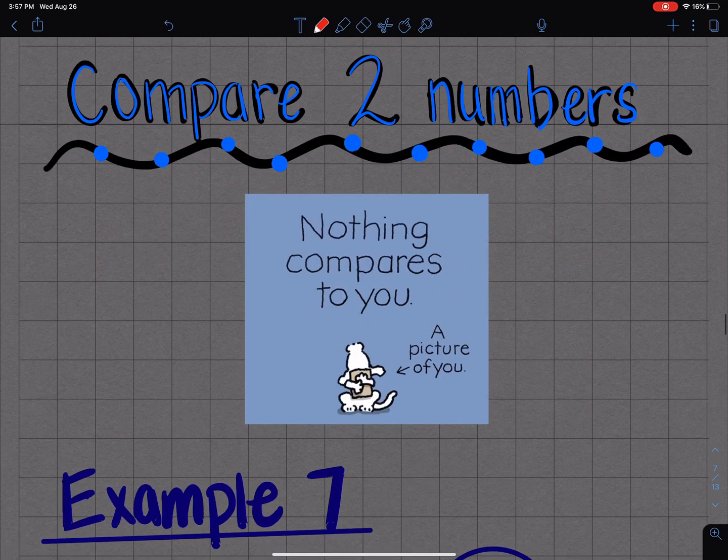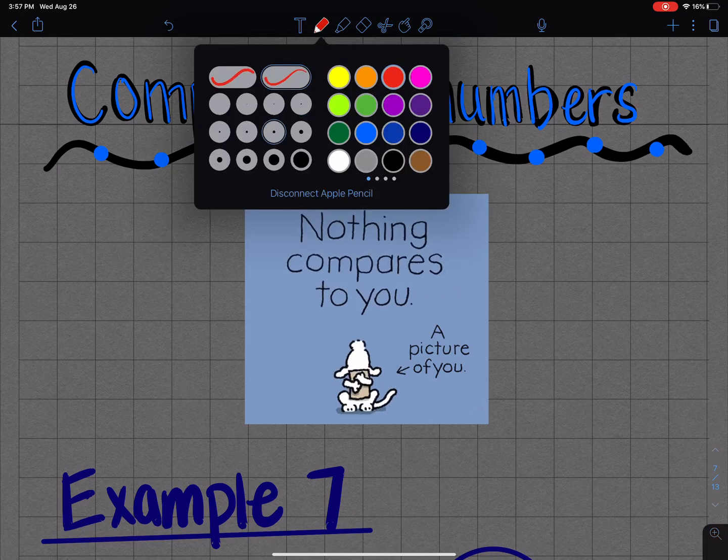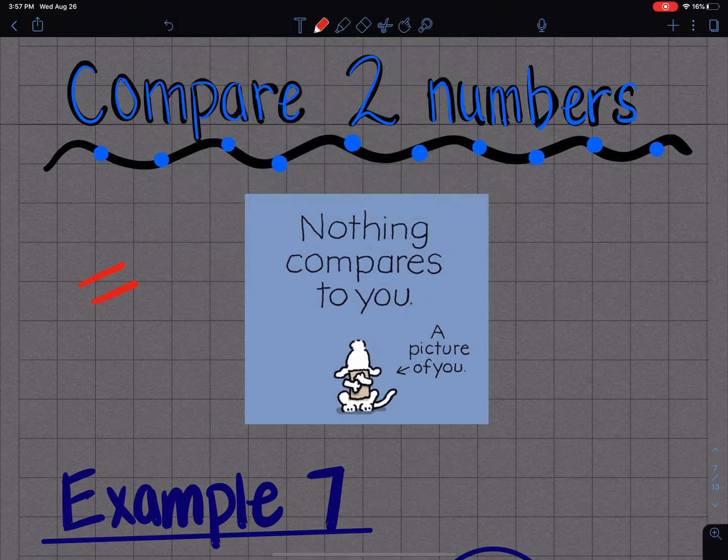Okay, now we are going to talk about comparing. And when we compare two numbers, what you're going to put in between those two numbers is either going to be an equal sign, like, you know what that looks like, right? Like this, or it's going to be a greater than sign, or it's going to be a less than sign. And the mouth points towards the bigger number.